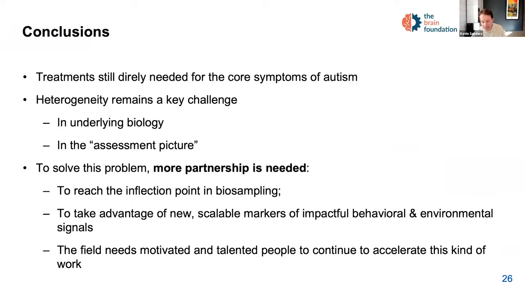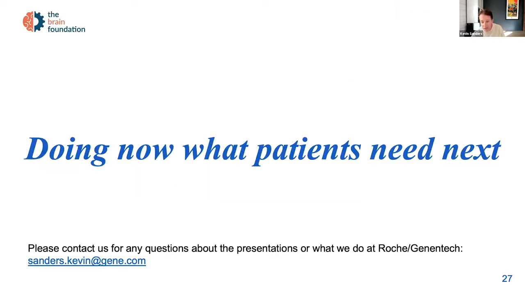So with that, I will end and highlight a few key messages. I think we all know these treatments. There's a lot of treatments still desired to treat the core symptoms in autism. Heterogeneity remains a key challenge. And one of the more important things to highlight here is the partnerships. Really what we need to be able to move this forward are finding better ways to work together and motivating young and talented people to continue in this field and to accelerate this kind of work. So I'll end on that. Thank you.